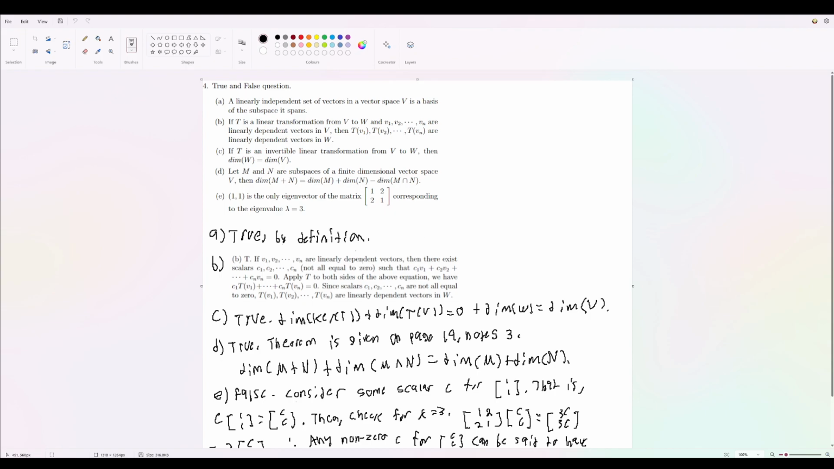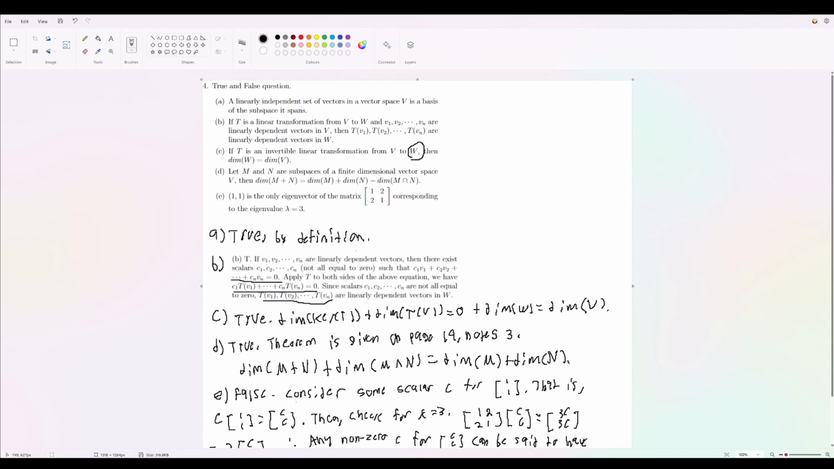If our vectors are linearly dependent, then there exist scalars not all equal to 0 such that c1 v1 plus and so on equals 0. So we apply T to both sides of the equation. We have the scalars times our transformations equal to 0. Since the scalars are not all equal to 0, this will not change that. These are linearly dependent vectors in W, as the transformation takes these vectors and translates them to W.